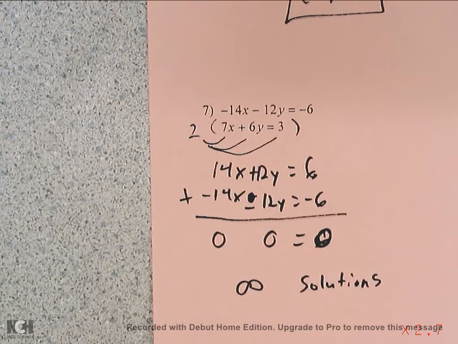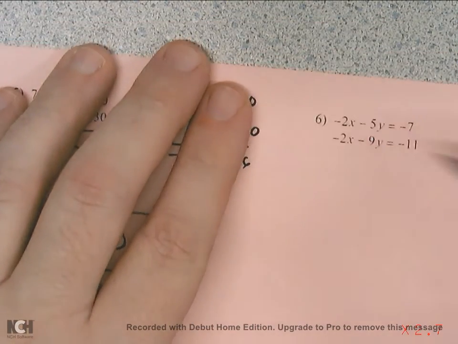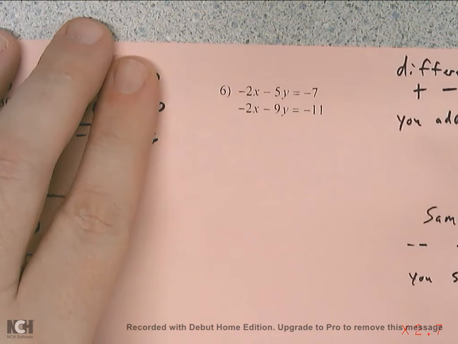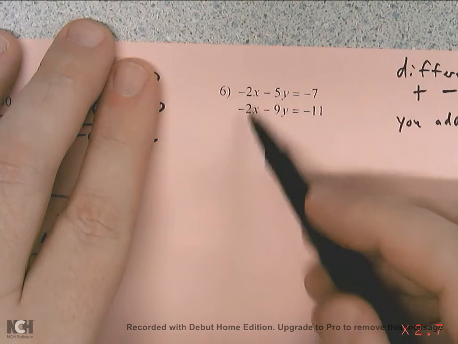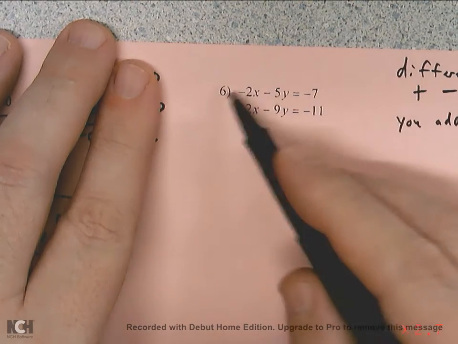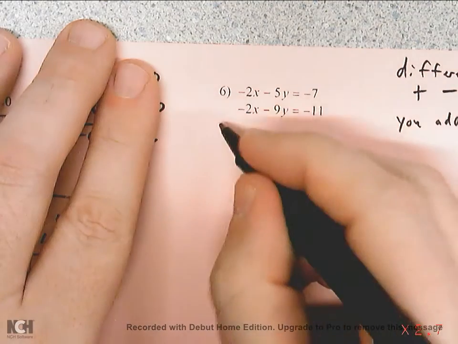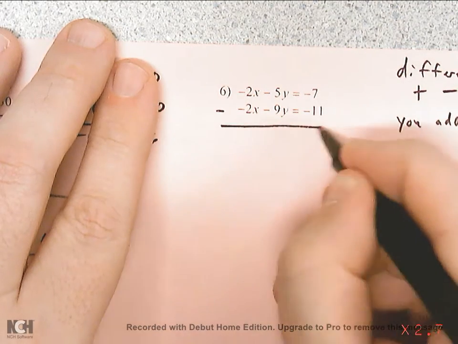Let's look at another example. Really, everything can be multiplied by 1. Okay, so let's look at one where we have to subtract. So looking up here at this problem, we have the same number here by the x's. They're both -2. They also have the same sign. So that means I'm going to subtract to get them to cancel out.